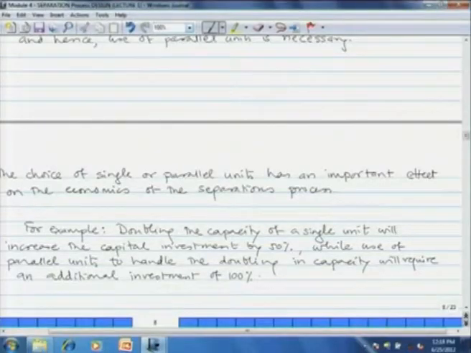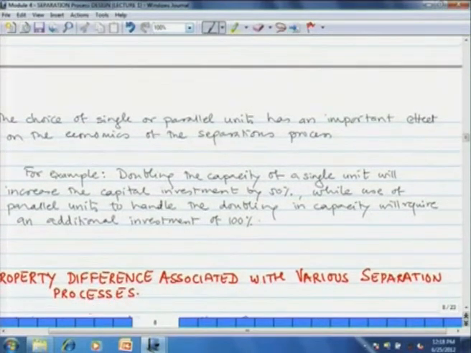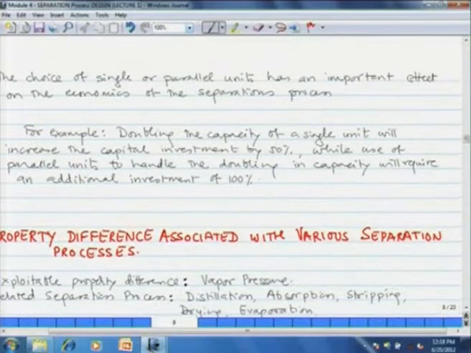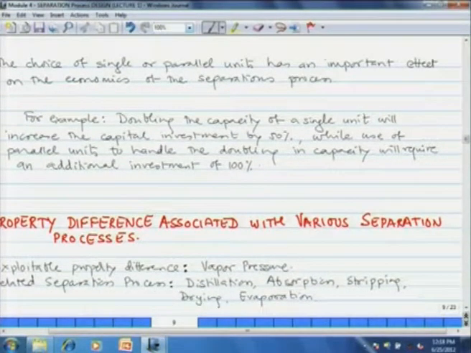Doubling of the capacity of a single unit will increase the capital investment by 50%, while use of parallel units to handle the doubling in capacity will require an additional investment of 100%. That is what is obvious from the discussion that we just had.